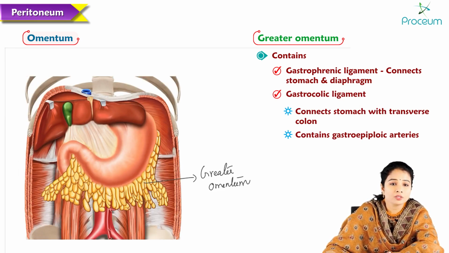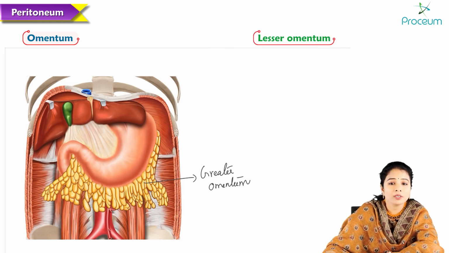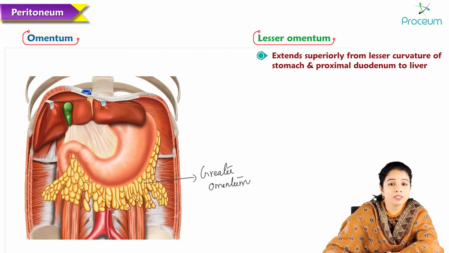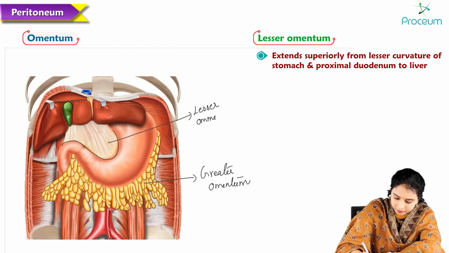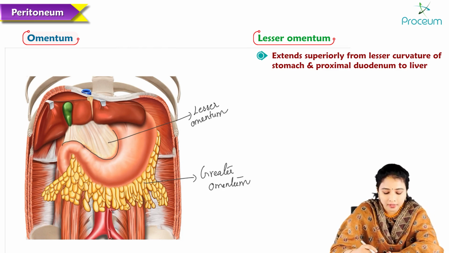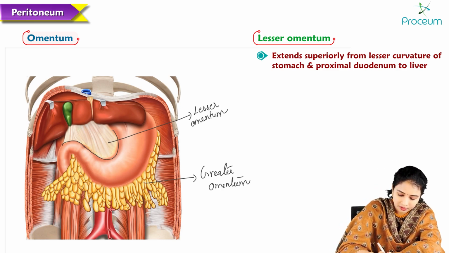We shall start next with the lesser omentum. Lesser omentum extends superiorly from the lesser curvature of the stomach and proximal part of the duodenum. So we can see the lesser curvature of the stomach and the proximal part of the duodenum provides attachment to lesser omentum. And from here, the lesser omentum connects to the liver. So you can see the liver here.